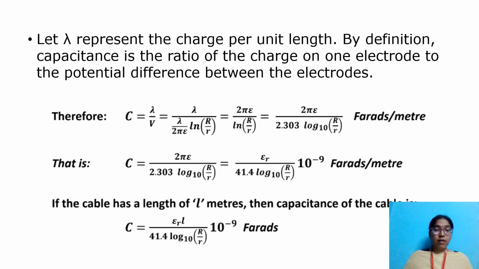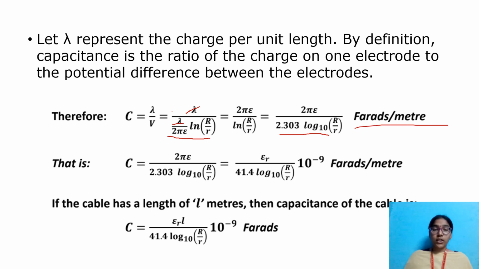Here V equals lambda by 2 pi epsilon natural log of capital R by r. So C equals 2 pi epsilon by natural log of capital R by smaller r. Here lambda will be cancelled. The 2 pi epsilon will go upside, and the natural log will convert into log base 10, that is 2.303 log base 10 capital R by r, Farads per meter.